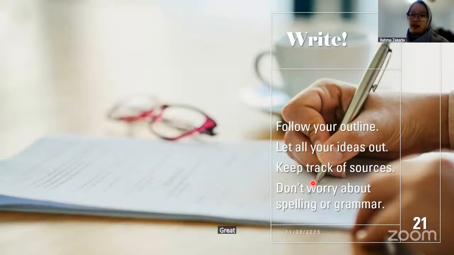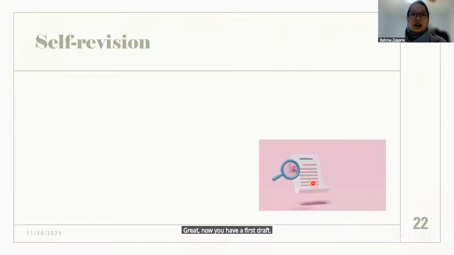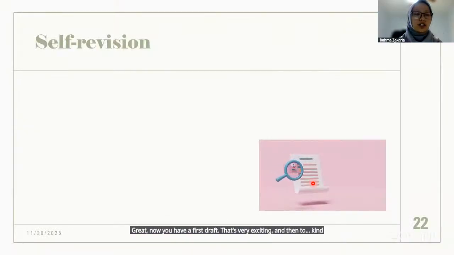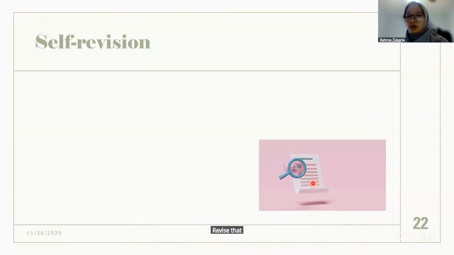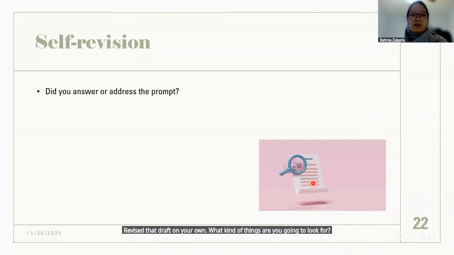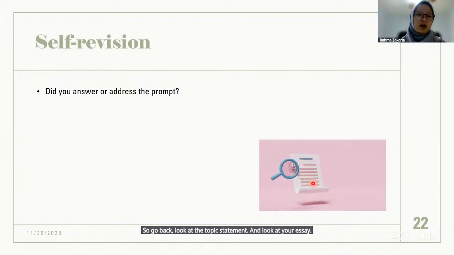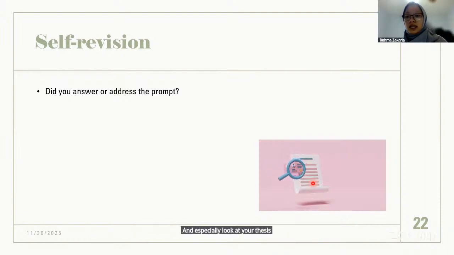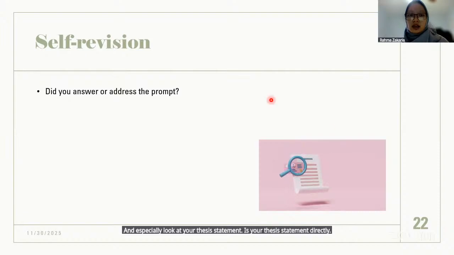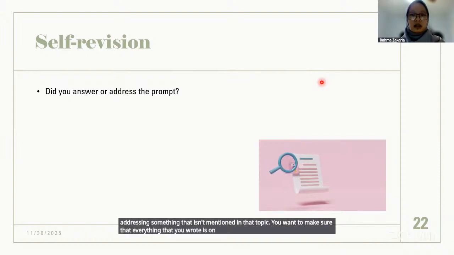Great, now you have a first draft. That's very exciting. And then first of all, revise that draft on your own. What kind of things are you going to look for? Very important: did you answer and address the prompt? So go back, look at the topic statement, and look at your essay. Is everything that the prompt asked for mentioned somewhere in your essay? And especially look at your thesis statement. Is your thesis statement directly addressing something that is mentioned in that topic? You want to make sure that everything that you wrote is on topic and relevant.